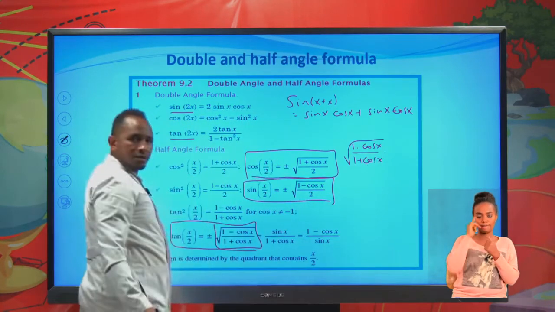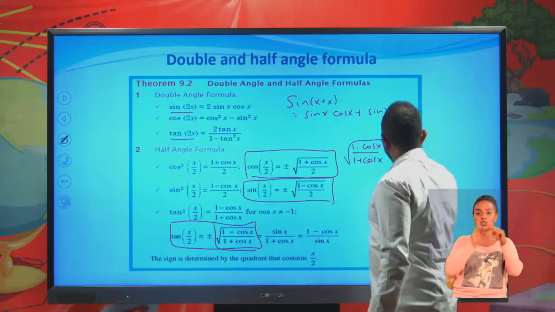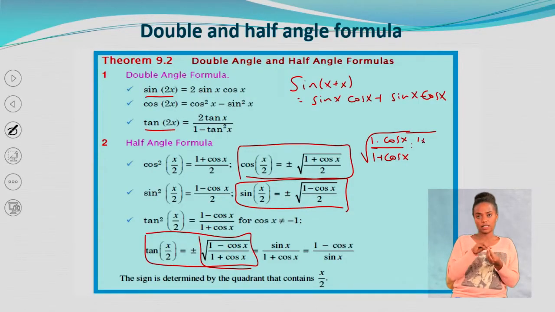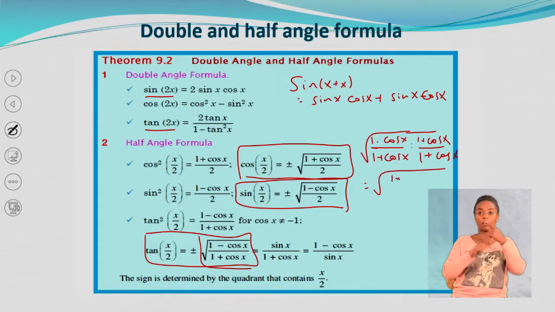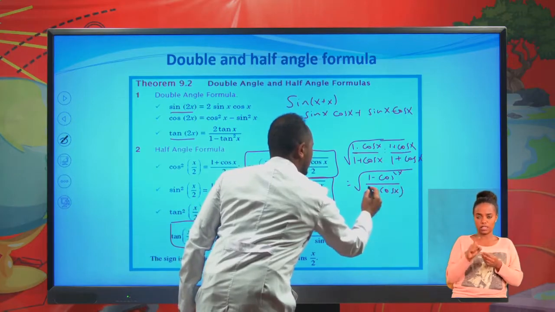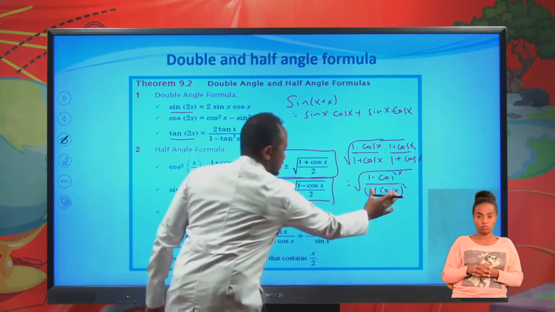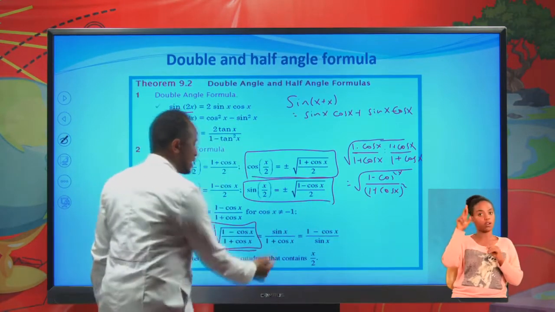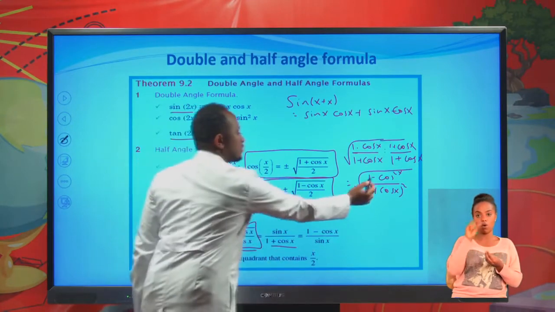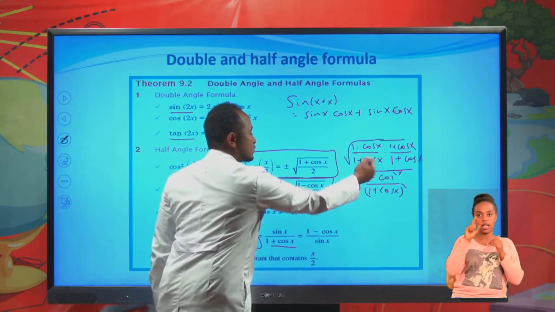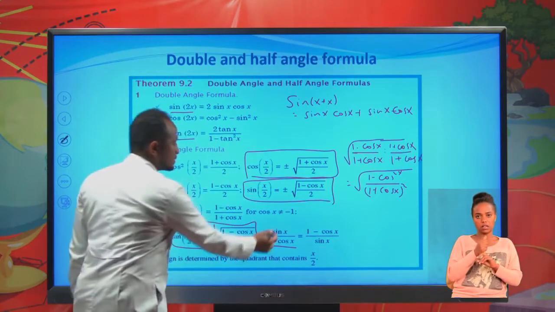If you multiply both numerator and denominator by 1 plus cos x over 1 plus cos x, you will have this one. It is the square root of, the numerator becomes 1 minus cos squared x, and the denominator is 1 plus cos x squared. From the square root, since it is a square, it becomes 1 plus cos x. This 1 minus cos squared x is sin squared x, so it can be taken out from the square root, it becomes sin x. So you'll have this one.